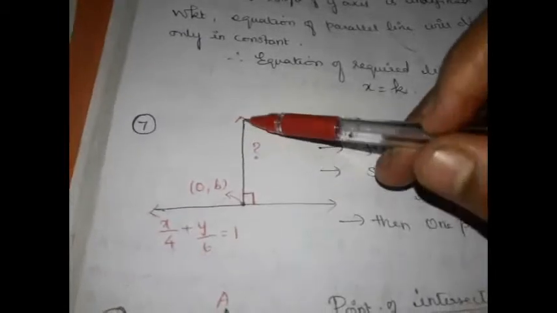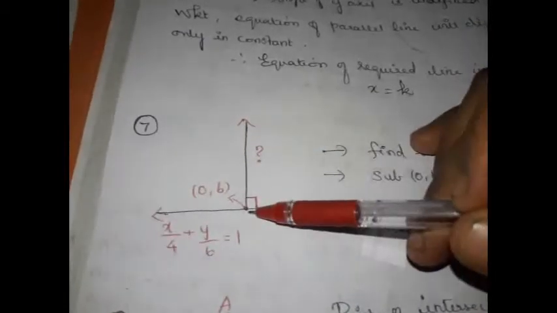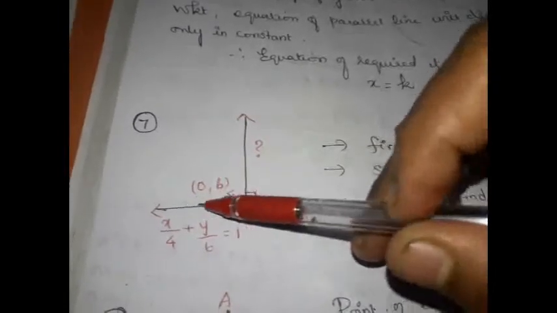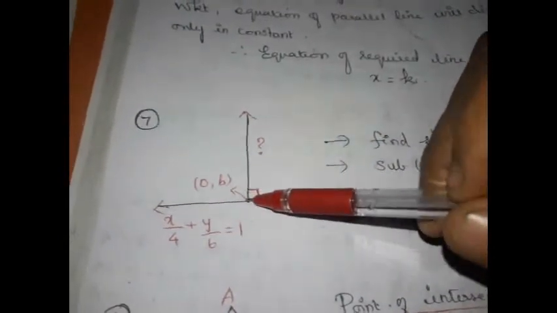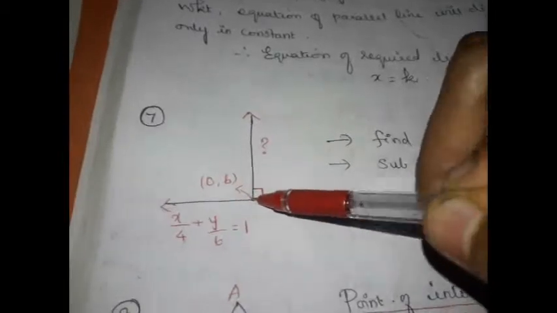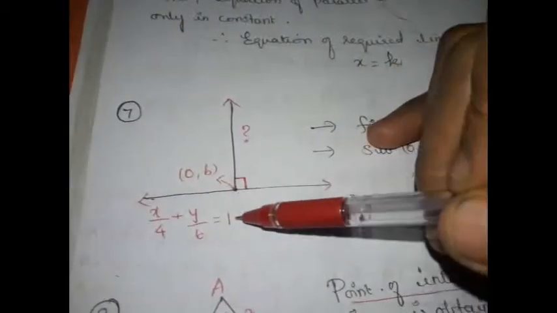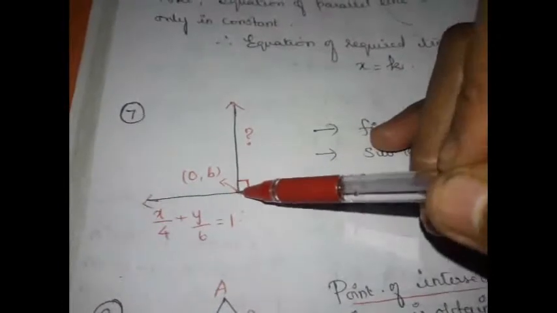Let us move on to our next question, the seventh one. Find the equation of a line drawn perpendicular to the line x by 4 plus y by 6 equal to 1 through the point where it meets the x-axis. I repeat, find the equation of a line drawn perpendicular to the line x by 4 plus y by 6 equal to 1 through the point where it meets the y-axis.